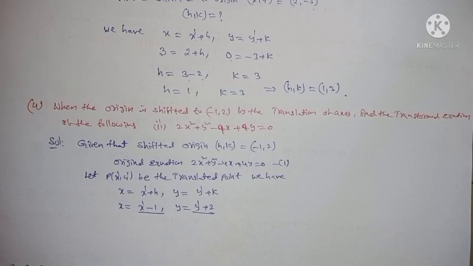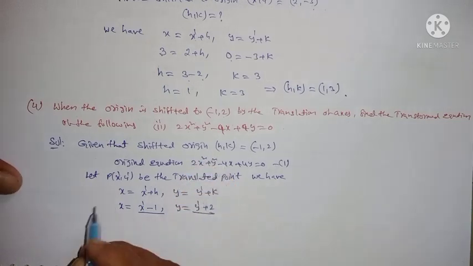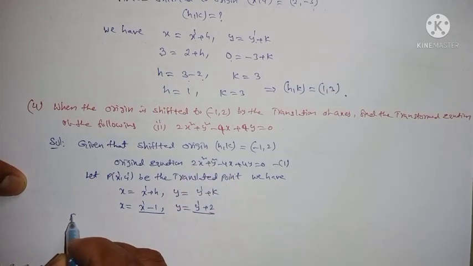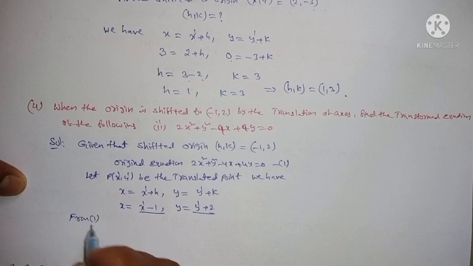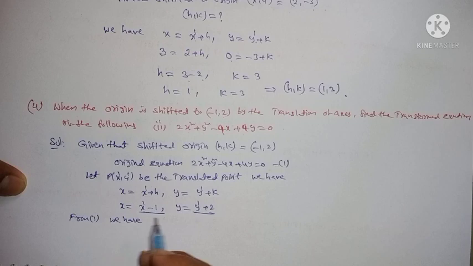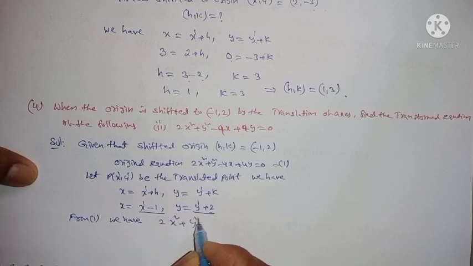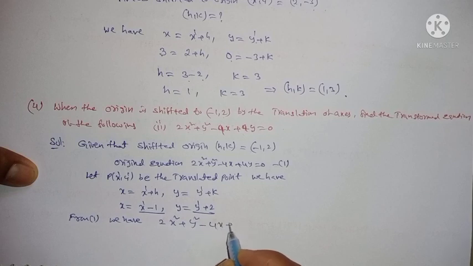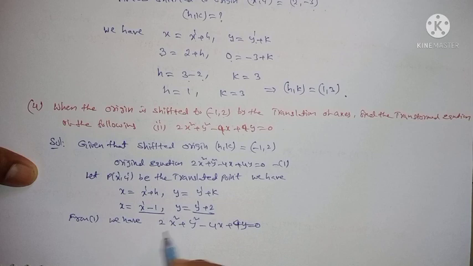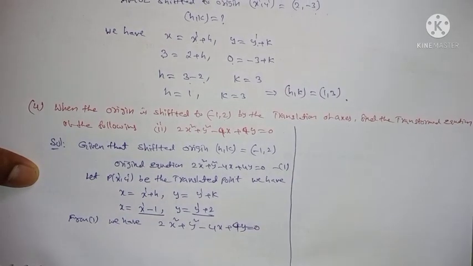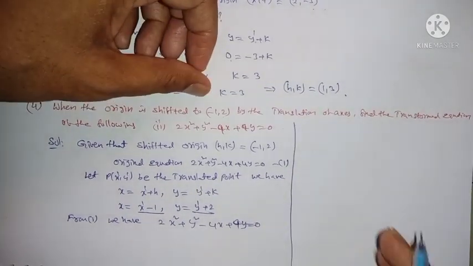Okay? Transform the equation. How can you substitute here? From equation 1, what do you have? You can write here 2x² + y² − 4x + 4y = 0. In this place you can substitute what you get here. I am writing here. Okay?